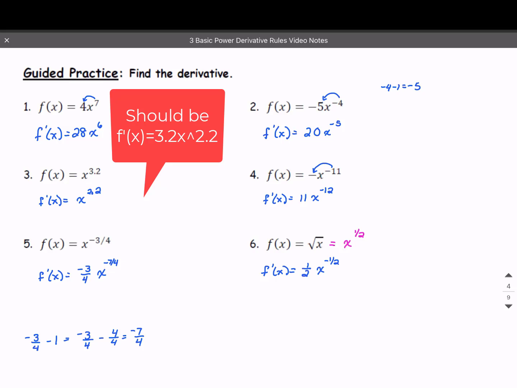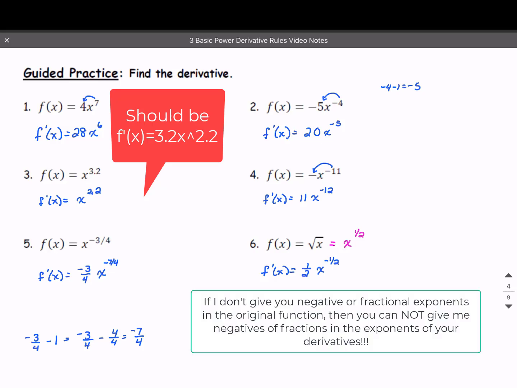Now here's the thing that I'm going to tell you. If I don't give you negative or fractional exponents, so there's no negatives and no fractions in the exponent, then your answer can't have negatives or fractions in the exponents, because there are going to be times where you have to do that and you have to be able to make the changes, and those are Algebra 1 changes. But we are going to, in our course, force you to make those changes certain times so that you practice those skills and that you have them.